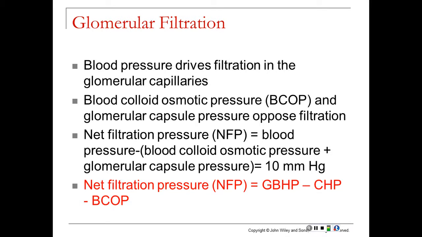And finally, you have the BCOP, which is the blood colloid osmotic pressure. That is the kind of pullback of fluid from the glomerular capsule. So this BCOP is kind of the opposing force to the GBHP. The blood colloid osmotic pressure is going to pull fluids back into the blood. Ultimately, this is a kind of give and take of pressure in and pressure out, and that's how we get that formula for net filtration pressure, NFP.